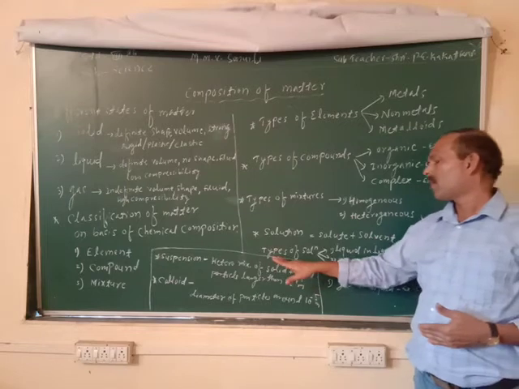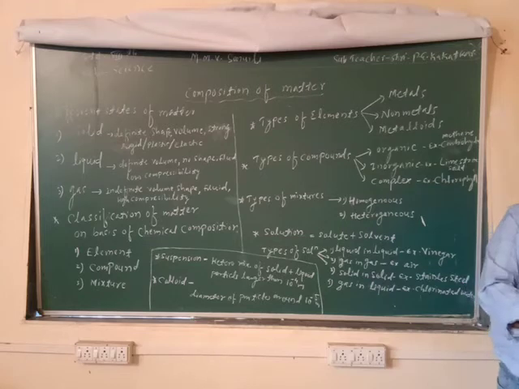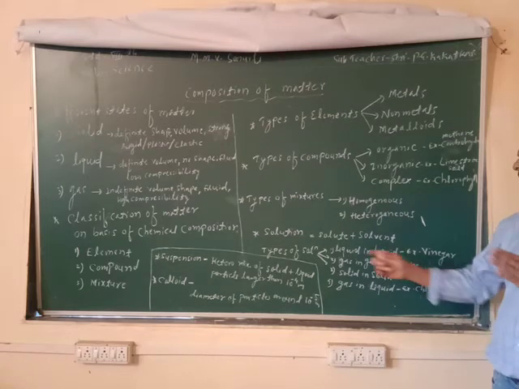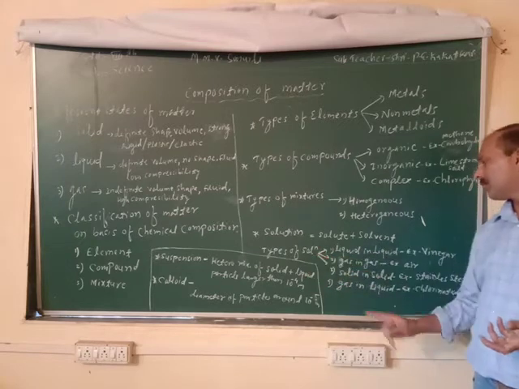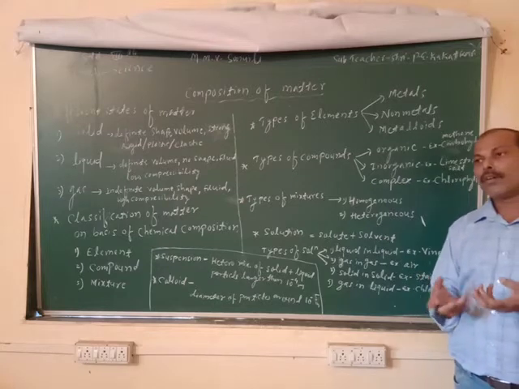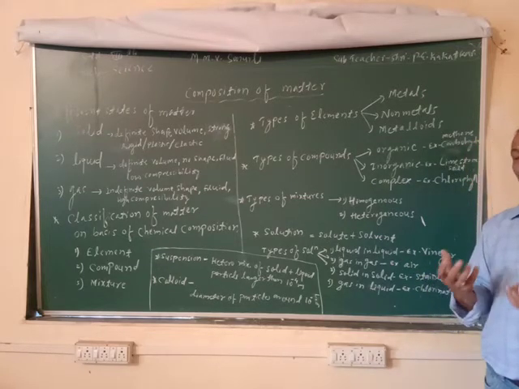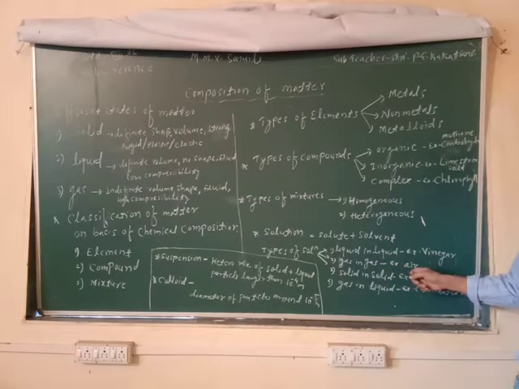This solution we can divide into different types. One is liquid in liquid, means the solute is in liquid state and the solvent is also in liquid state. Example, vinegar. Vinegar is an example of the liquid in liquid type of solution. And gas in gas, for example, air. In air, different gases are mixed, but those gases are in the same state, that is the gaseous state. That's why this is an example of gas in gas.